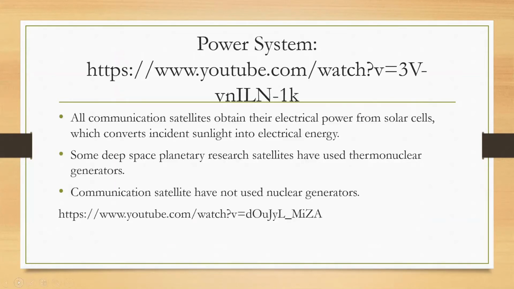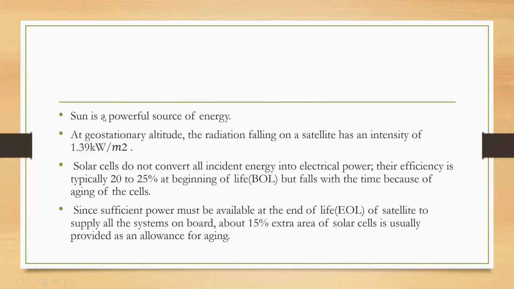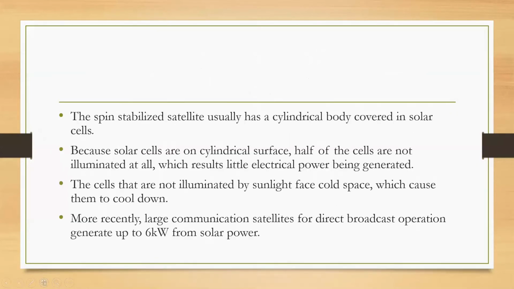So the advantage is that we are able to save fuel. The sun is a powerful source of energy. And in geostationary orbit, there is no night time as such. Power is always being generated, and the intensity is 1.39 kilowatt per meter square. As I told you, the efficiency is 20 to 25%, and we always keep 15% extra. We can generate up to 6 kilowatt of power using these solar panels.